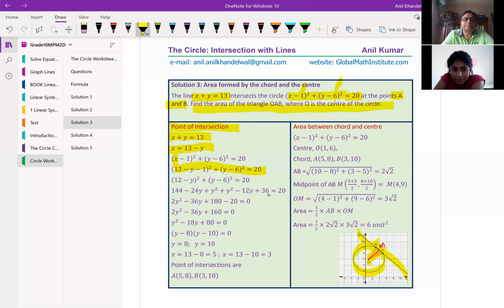That would simplify to 12 minus y whole squared plus y minus 6 whole squared equals 20. And then we can expand.